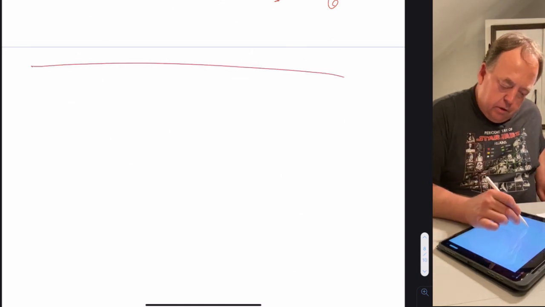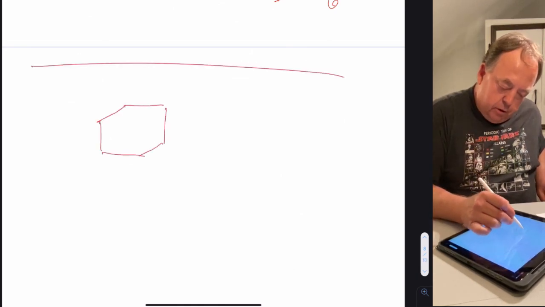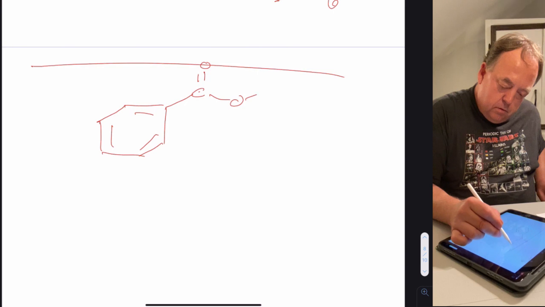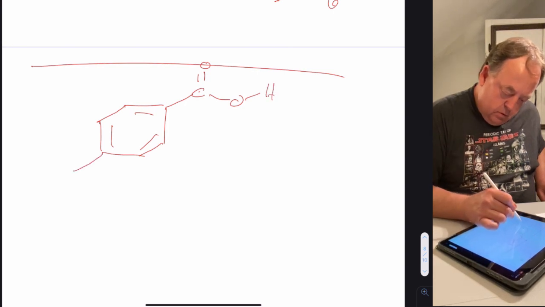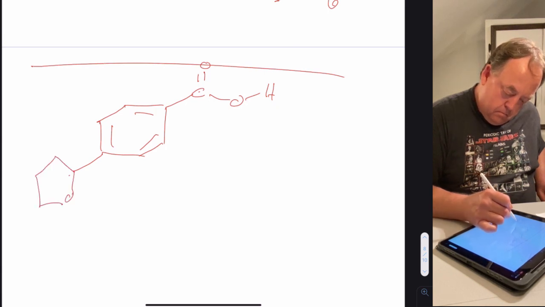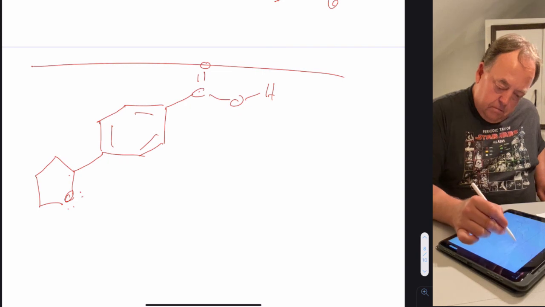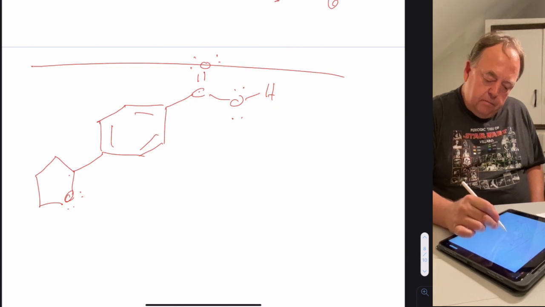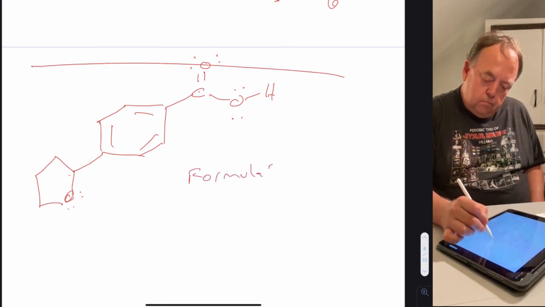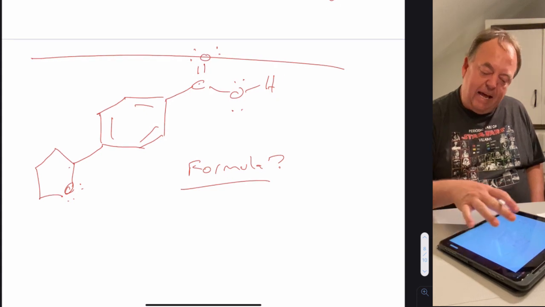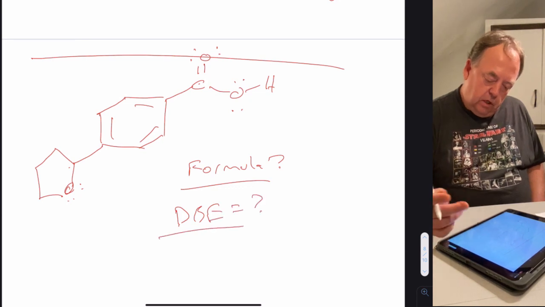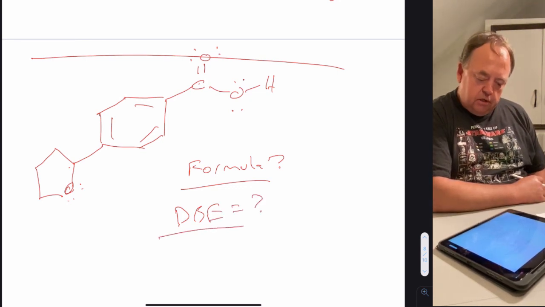Okay, so let me just make up a molecule and see if you can count how many double bond equivalencies it has. So let's see. Okay, so that's the molecule. First of all, what's the formula? See if you can interpret the line formula, and then how many double bond equivalencies does it have? You can pause the video for just a second if you wanted to and see if you can answer these 2 questions.